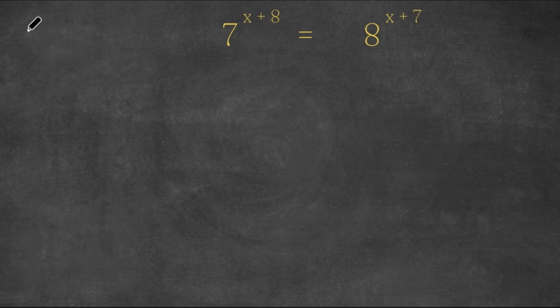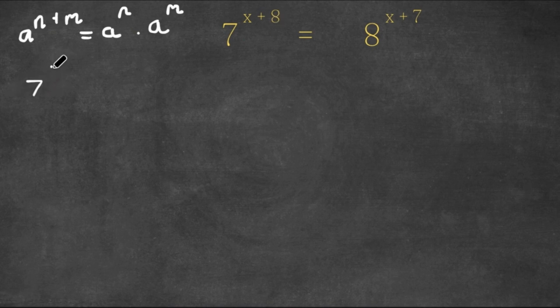Now, if we have something in the form a to the power of n plus m, this is equal to a to the power of n times a to the power of m. So as I show you right here, we have 7 to the power of x plus 8. This is going to equal 7 to the power of x times 7 to the power of 8. And now this is equal to 8 to the power of x plus 7, which is equal to 8 to the power of x times 8 to the power of 7.